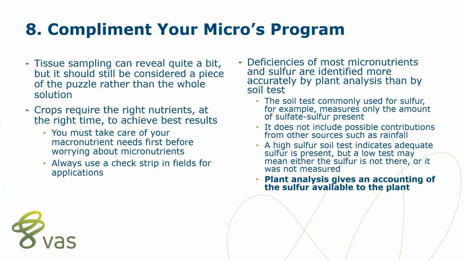Number 8 is using plant tissue testing to complement your micros program. Plant tissue and soil tests, like I said, work best together. And the deficiencies of most micronutrients are actually identified more accurately by plant tissue than by soil. For example, sulfur. The soil test for sulfur measures only sulfate sulfur present. The plant analysis will give you the exact level of sulfur inside the plant. Remember, you must take care of your macronutrients, N, P, and K, before worrying about any of those micronutrients.